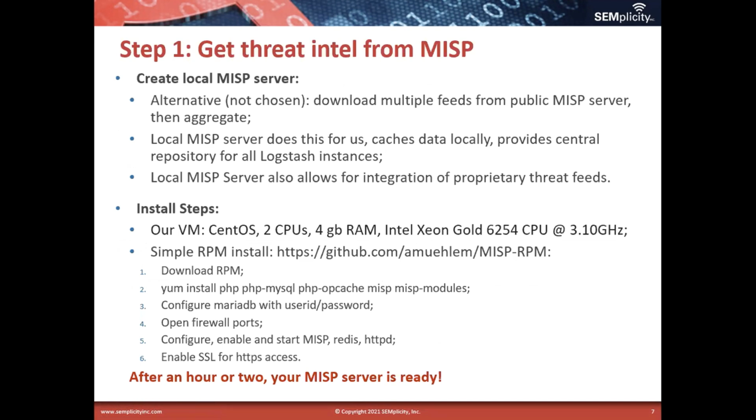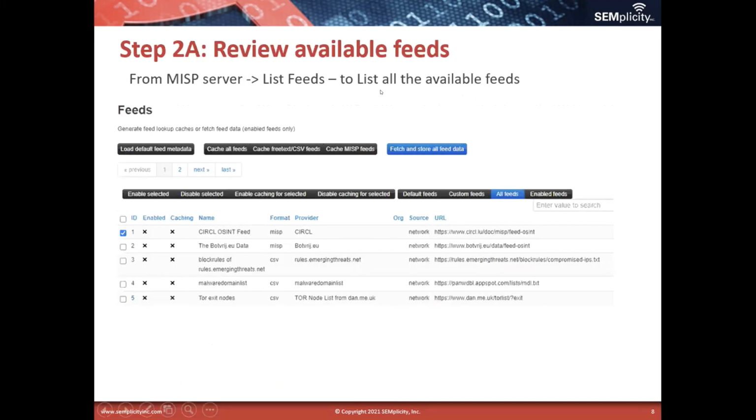And then the next slide is, here are the feeds that are available, the default feeds. There are about 61 of them. To enable those feeds and cache them locally, it's very simple. There's an option called list feeds, and then you select the feeds that you want, and then you can enable the selected and also enable caching for selected, so those feeds are locally cached on the MISP server. So that's very simple. Do let us know if you have any questions on these slides. We will try and answer them.